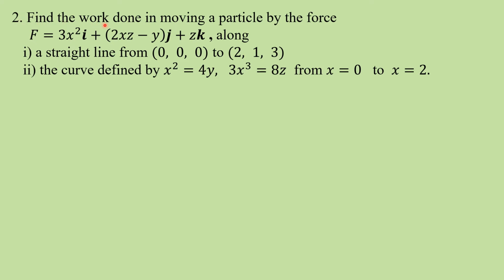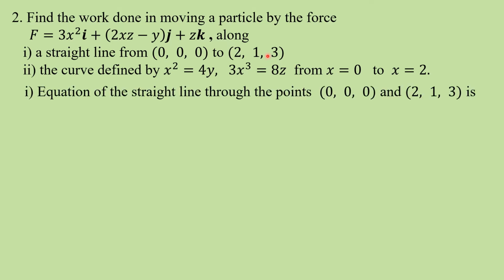Second problem: find the work done in moving a particle by the force F equal to 3x square i plus (2xz minus y) j plus z k along. Here we have two curves. The first one is a straight line from (0, 0, 0) to (2, 1, 3), and the second curve is defined by x square equal to 4y, 3x cube equal to 8z, from x equal to 0 to x equal to 2. So here we have to find the work done in moving a particle by this force field along some curve between the given points. That means it is nothing but finding the line integral of f along that given curve.